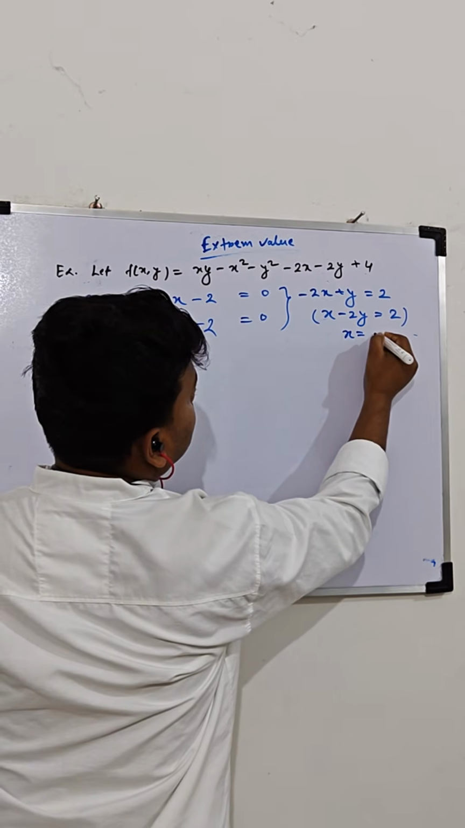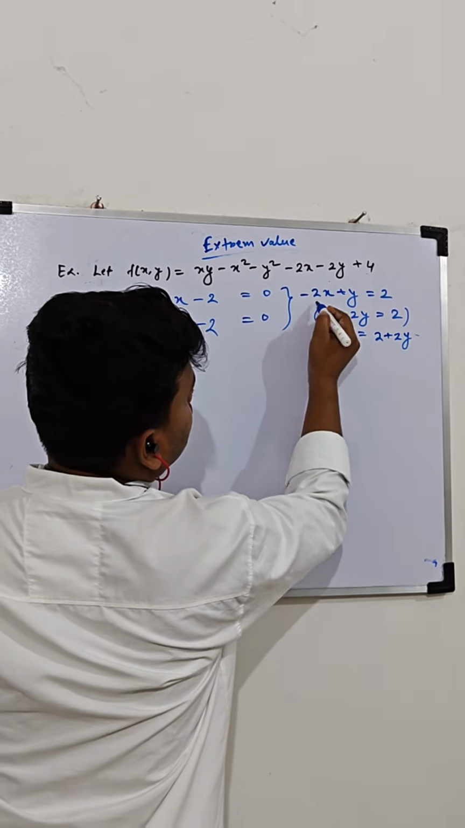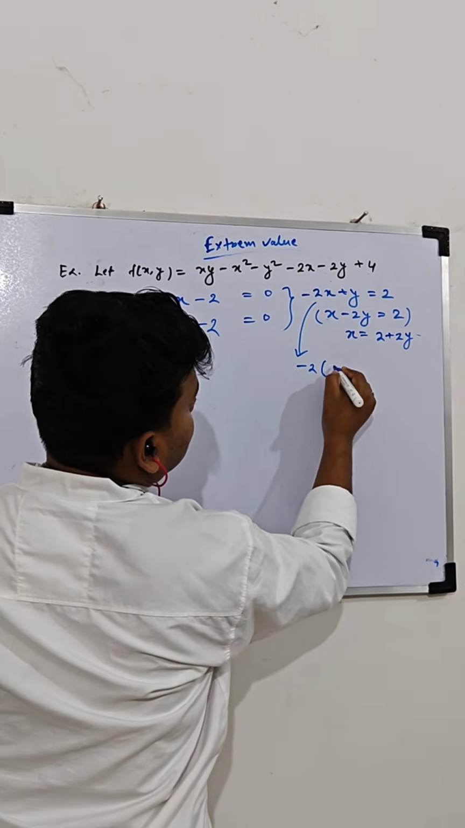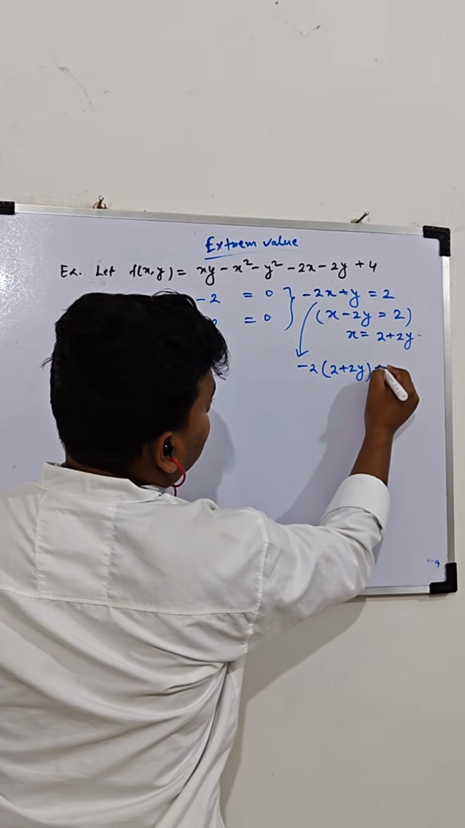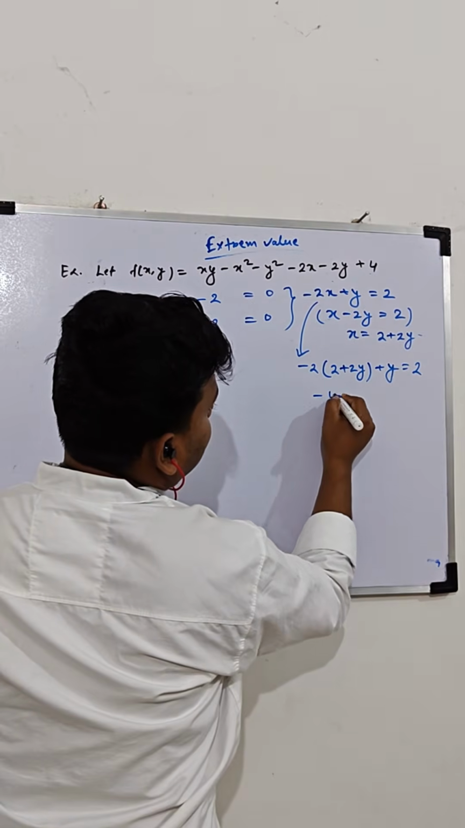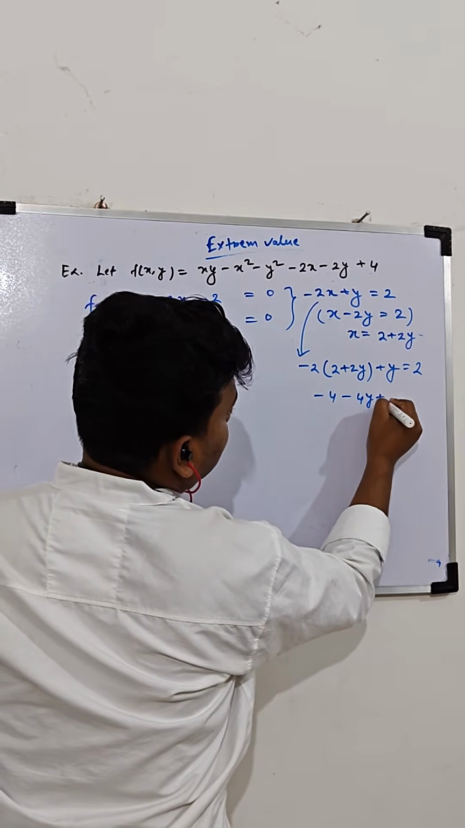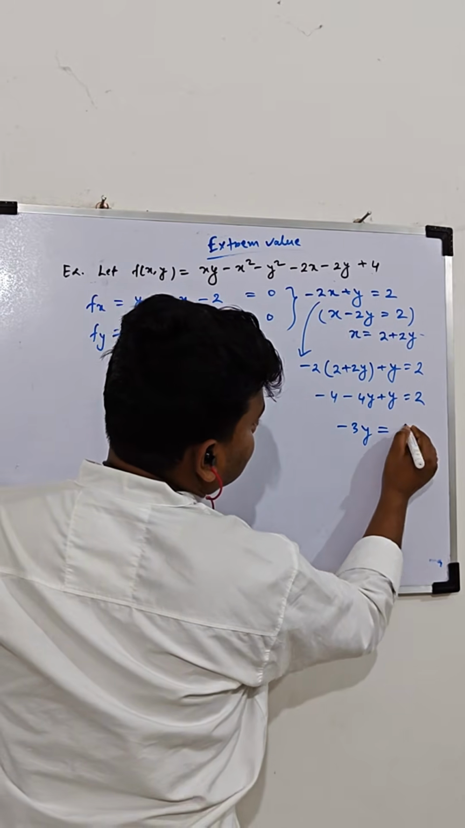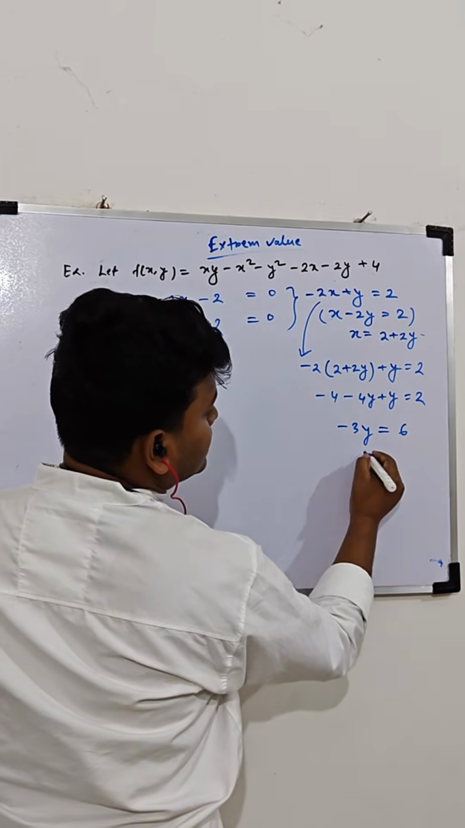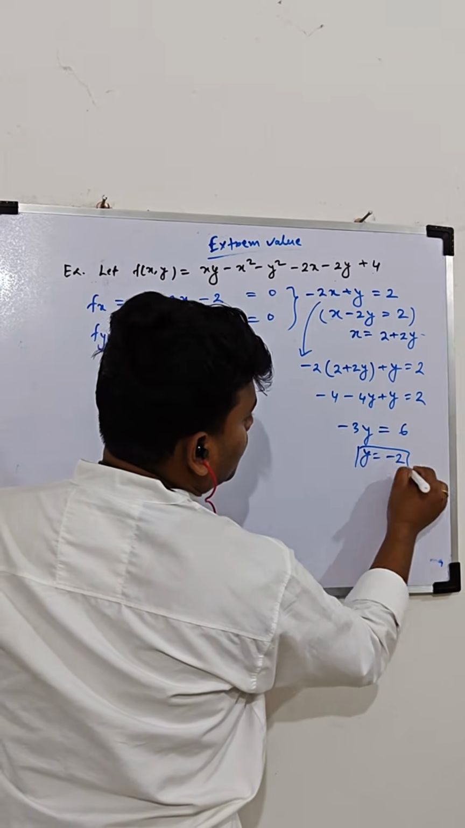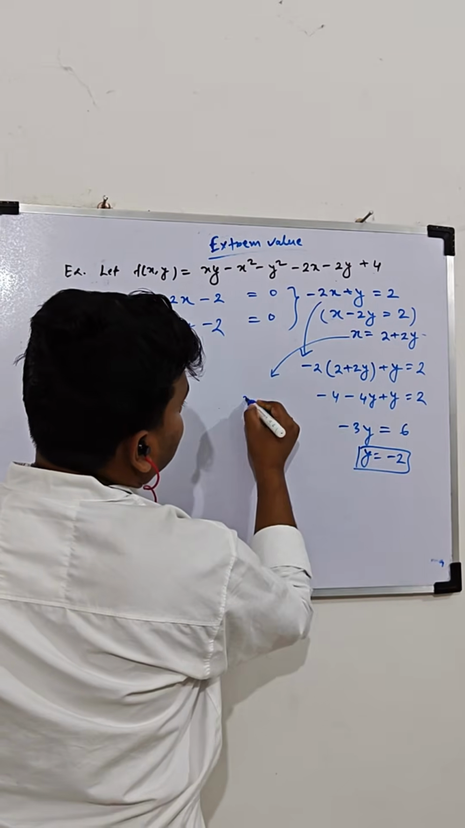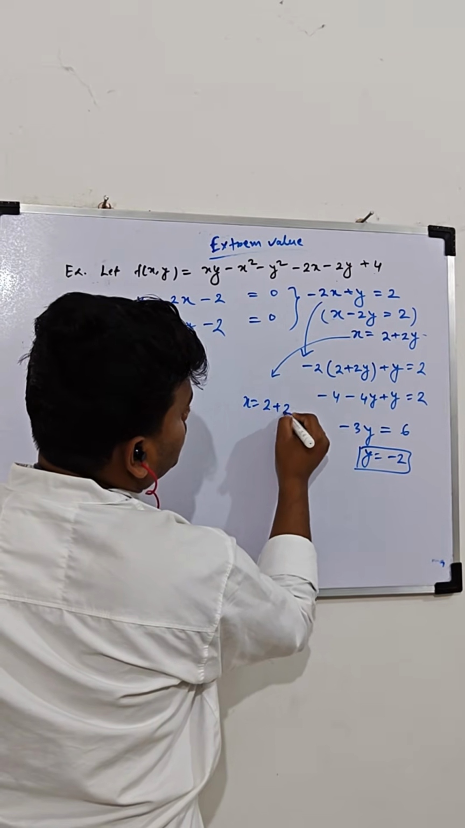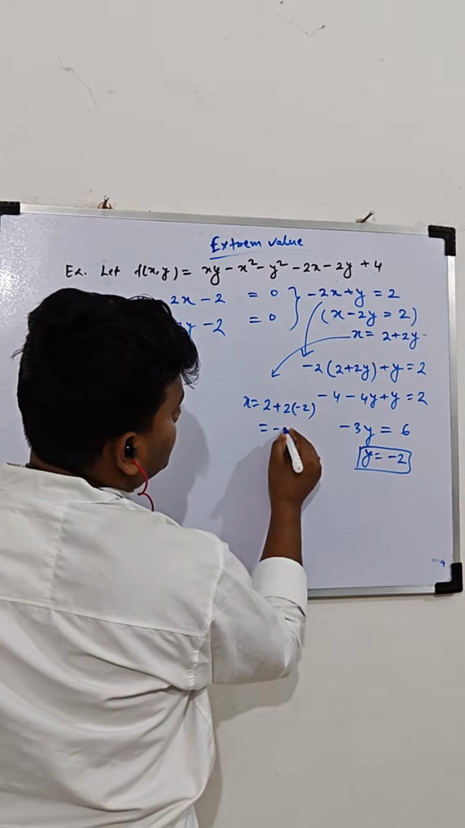This is x equal to 2 plus 2y. You put it here, so minus 2 into x equal to 2 plus 2y, plus y equal to 2, that is minus 4 minus 4y plus y equal to 2, that is minus 3y equal to 6 minus 4... this is 6, so y equal to minus 2. And from here x equal to 2 plus 2 into minus 2, so this becomes minus 2.